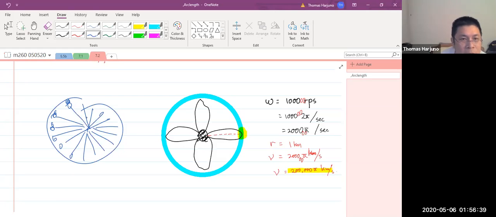And the purpose is that the fan needs to move super fast so that they can condense the air fast enough to push the plane forward. You see what I mean?